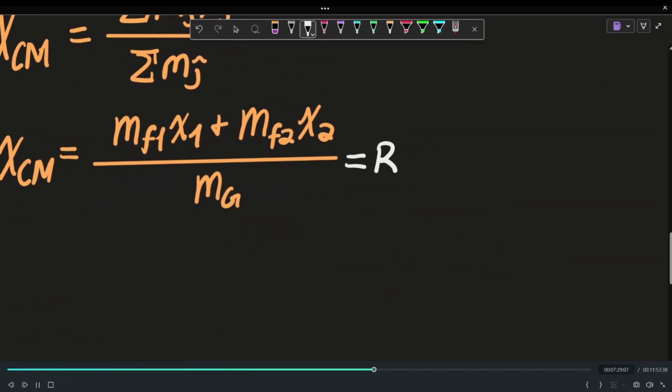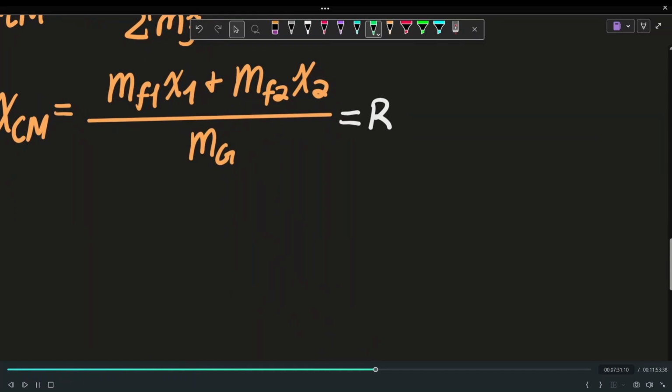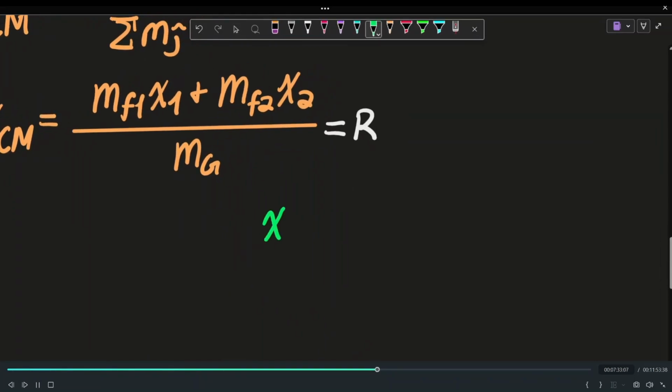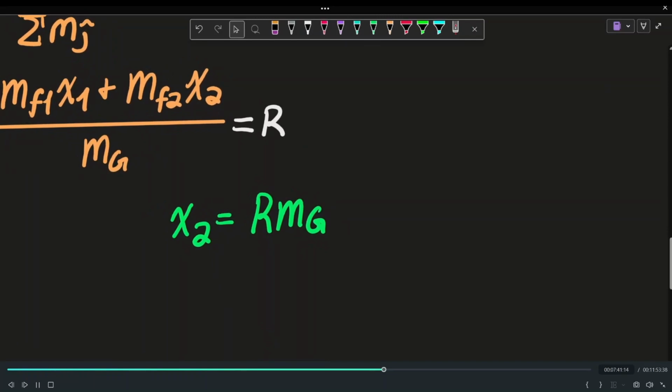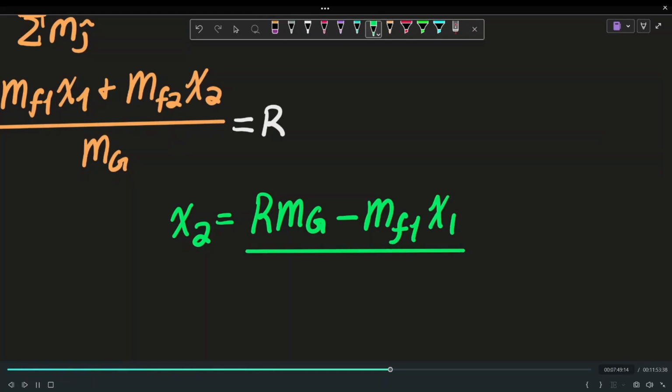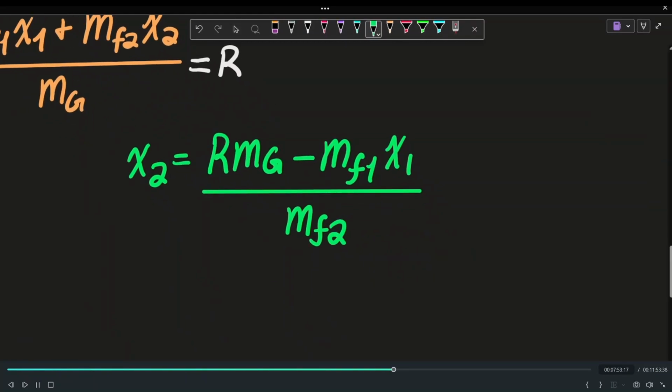If you want to isolate for this variable, let's rearrange. We get that x2 is equal to R times the mass of the grenade, minus the fragment 1 mass and its position, all over the fragment 2 mass.